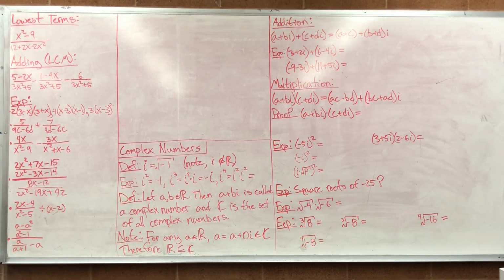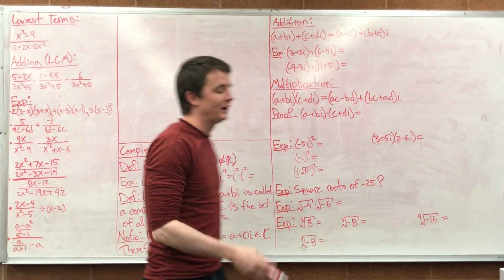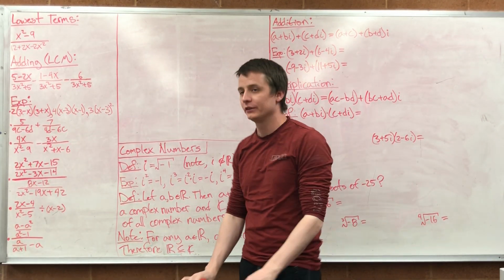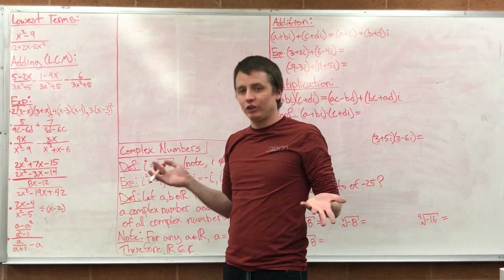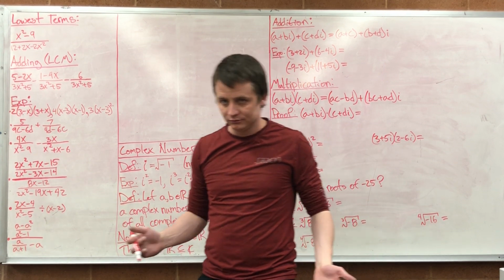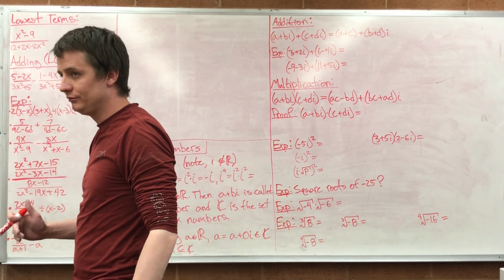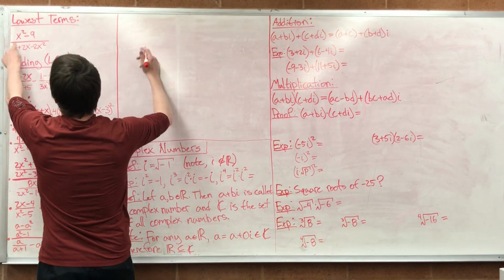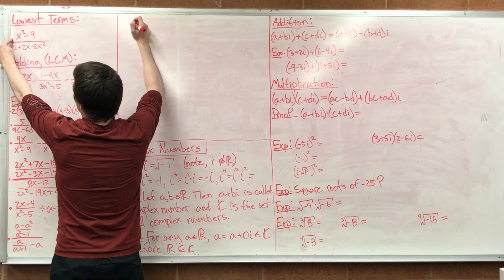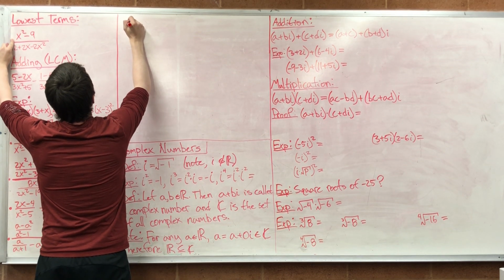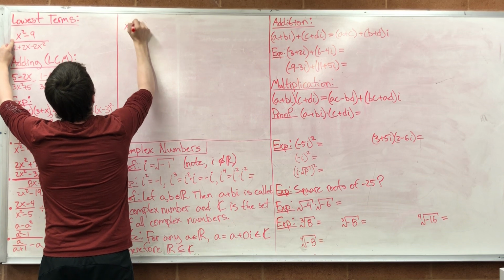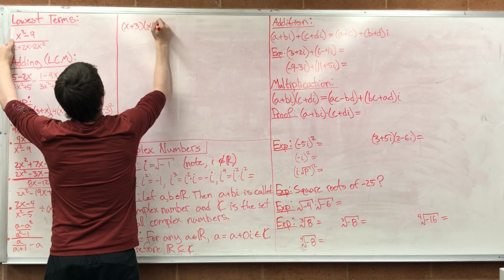So, lowest terms. When we're working with fractions, always and forever, we want to write it in its lowest terms. What do we mean by the lowest terms? We mean try to factor the numerator and denominator and see if there's any common factors you can cancel out. Okay. So, rewriting the numerator of this, can I factor that numerator? Yes. What is it? X plus 3 times x minus 3.